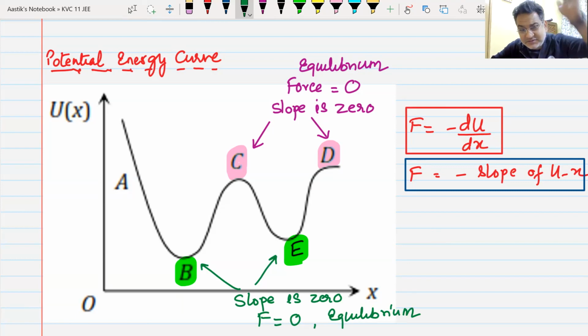Do we understand this? Yes or no? There's a difference between points C, D and points B and E. That's why B and E are written in green and C and D in pink. Everything I have written up till now is the same, but I painted B and E green and C and D pink. Why?